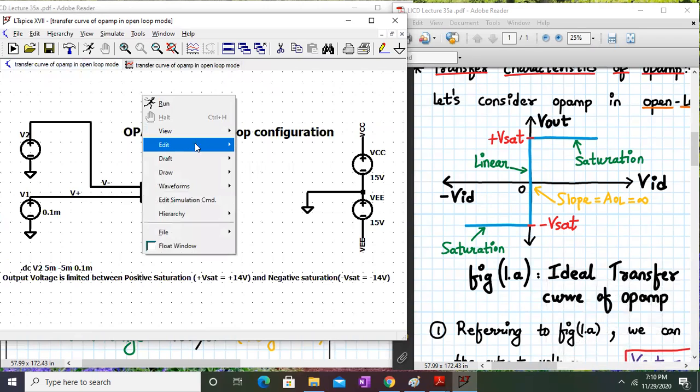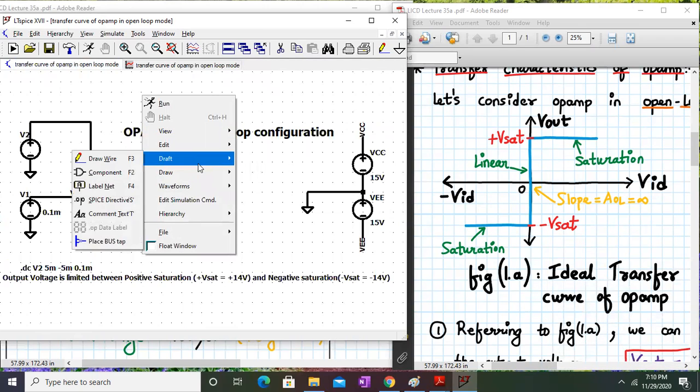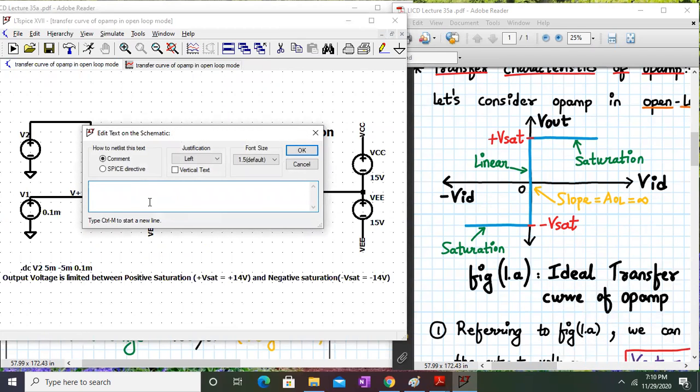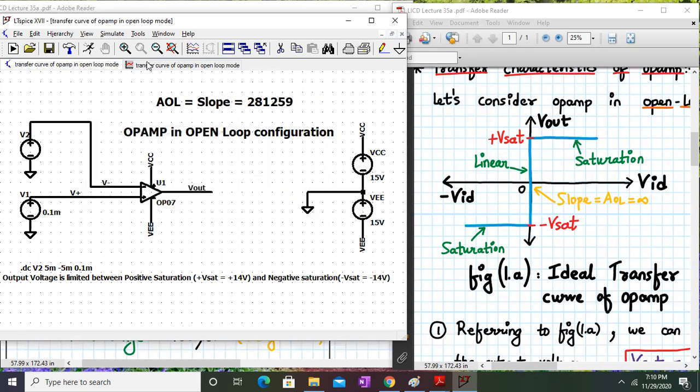The value is coming out to be the number over here. Let me write the number. This is the slope actually, and the slope will be the open loop gain. Okay, so let me start with the text. The number I'm getting over here is AOL, which is given by the slope, 281,259. This is the number we are getting out of the simulation. We got this by dividing these numbers, which is the difference actually. So let me just write this result over here.